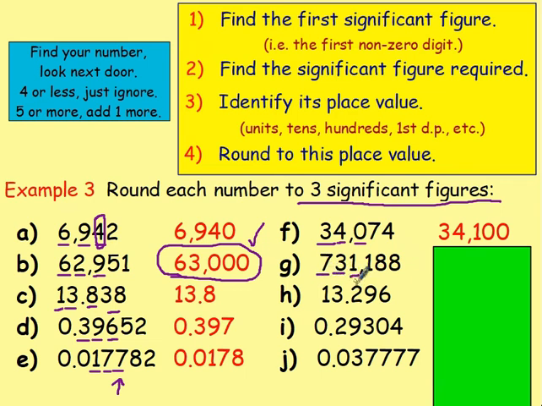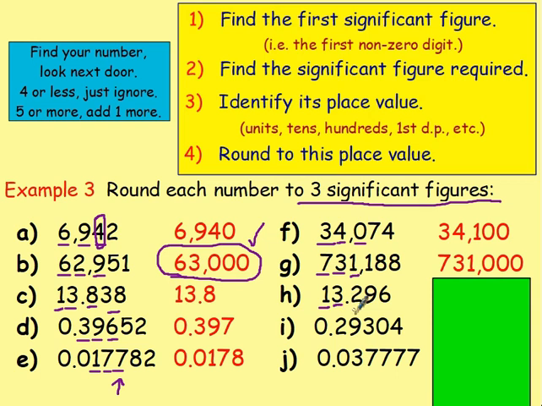With G, first significant figure is the 7, the first digit that's not a 0. That's the second, that's the third. The column is the thousands. Good, that is 1,000, so we round this number to the nearest 1,000. So 731,188 will go to 731,000.